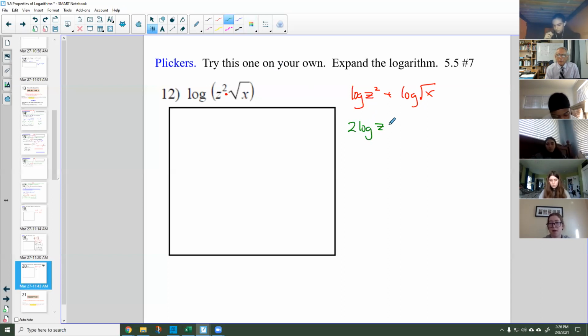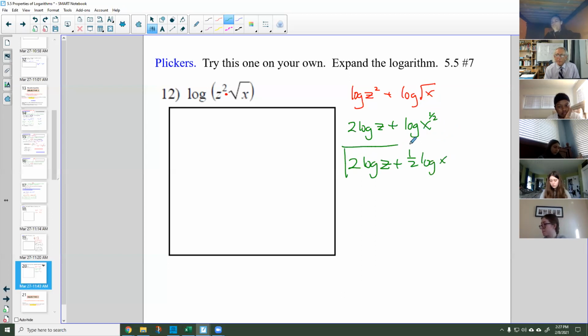Uh-huh. And then the next part, for the square root, I know for one of them you put like 1/3 on the outside. I know this would probably be like 1/2 on the outside of x. That's exactly right. So this is log x to the 1/2. The square root is the same thing as to the 1/2 power. Okay, so then what? And then power property for that one, so it would be 1/2 log x. Very good.